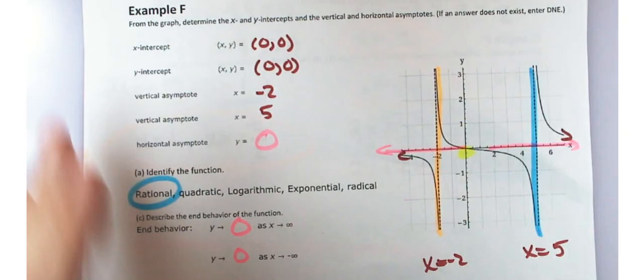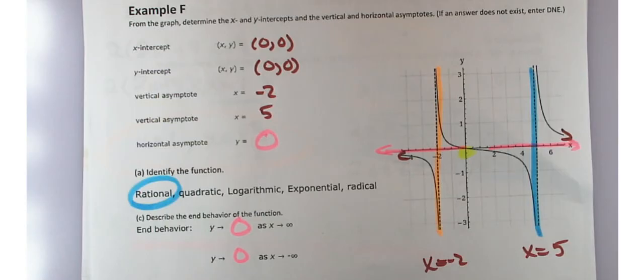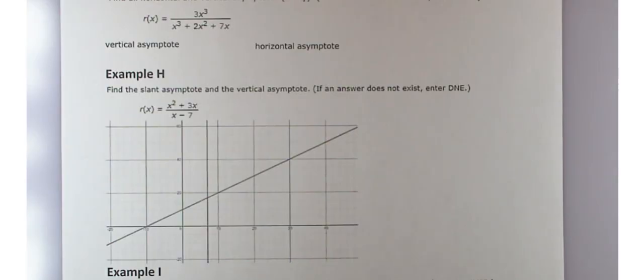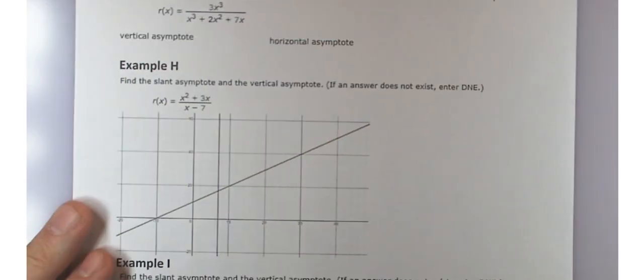Let's see. Comments on example F. Hopefully kind of a user-friendly example there. Let's finish it up with example G and example H. I think I want to do example H first.